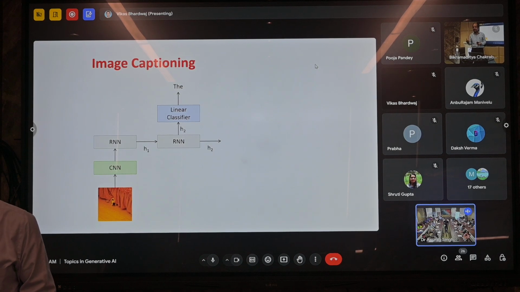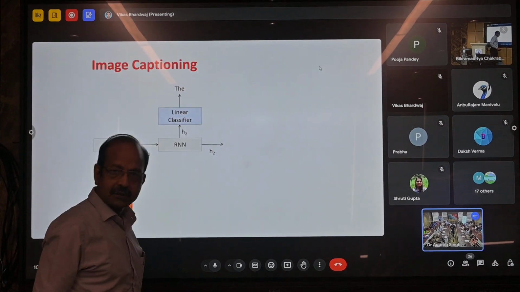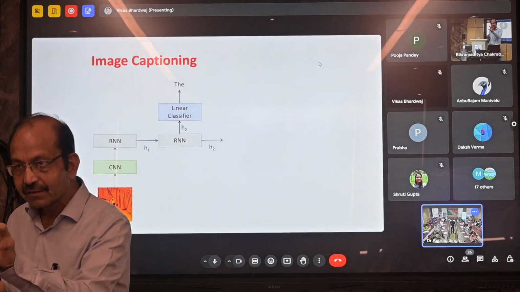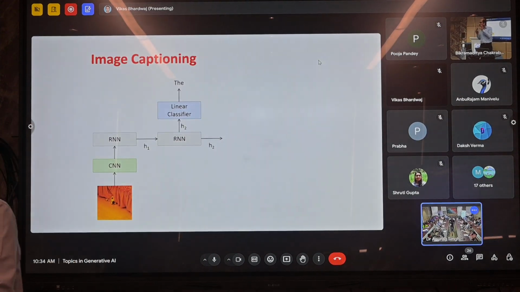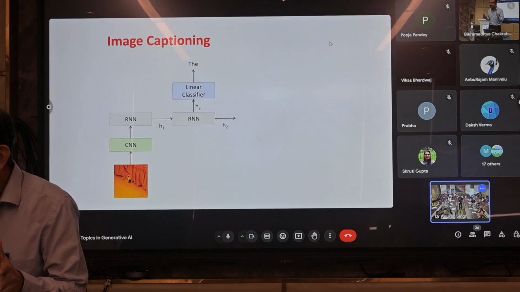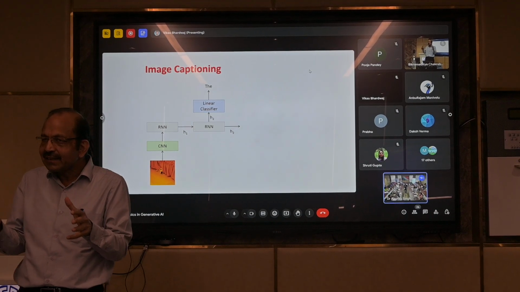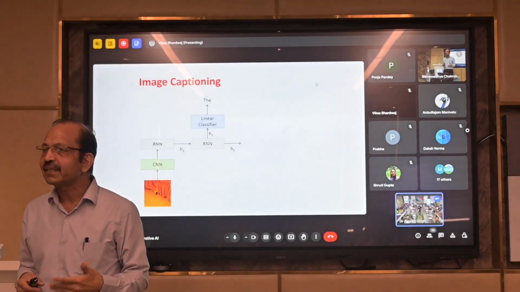So for image captioning, what is the first part you are going to do? Given the image, I will do segmentation. Using segmentation I can find out various objects present in the image, and then I will find out their neighborhood, and using that context, I will be able to describe what is happening in the image.